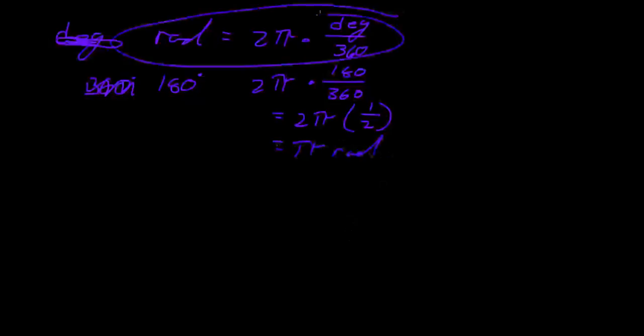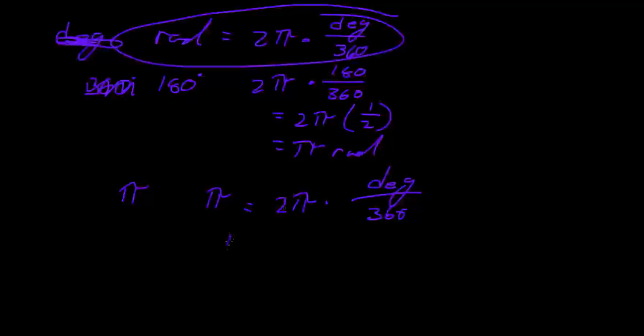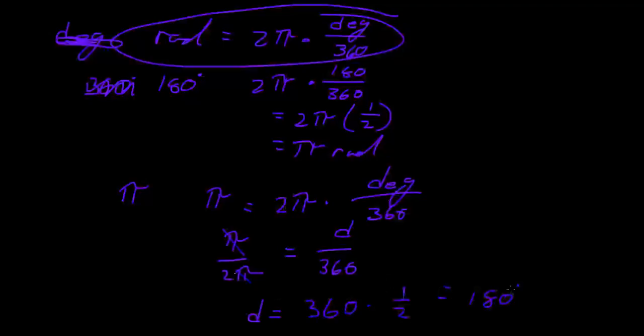And you can obviously also solve this formula for degrees. So if you're given pi radians and you want to convert it to degrees, we just use this formula again. So we say pi radians equals 2 pi times degrees over 360. We solve for degrees. So pi over 2 pi equals degrees over 360, and degrees equals 360 times 1 over 2 equals 180 degrees. So that's how you can convert between degrees and radians.